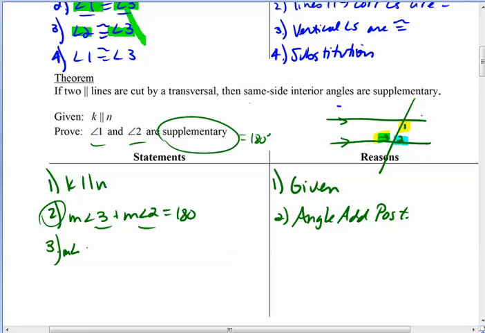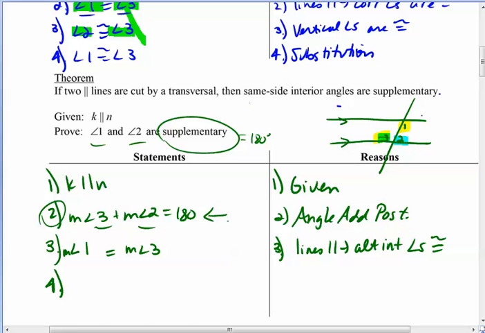are congruent. So I can say that the measure of angle 1 is equal to the measure of angle 3 by my new reason, which is lines parallel. If the lines are parallel, then alternate interior angles are congruent. And then finally, well, not quite finally, I've got 2 steps left to go. I'd really like to get rid of angle 3 in this statement, statement 2.